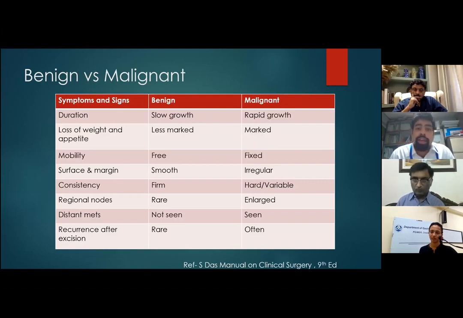Again, these are not infallible. These are only clues: a benign growth is usually slowly growing with less marked weight loss and appetite loss. They're usually freely mobile, not associated with any regional nodes or distant mets, and they rarely recur after excision, in contrast to malignant swellings. So you need to take a number of points together.